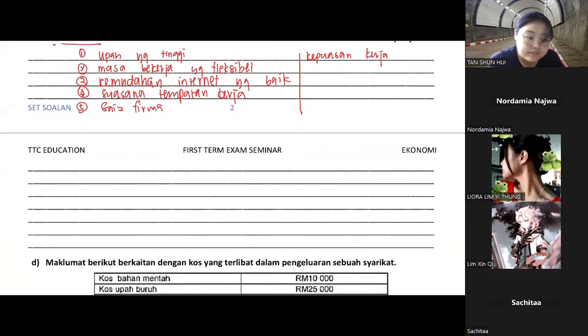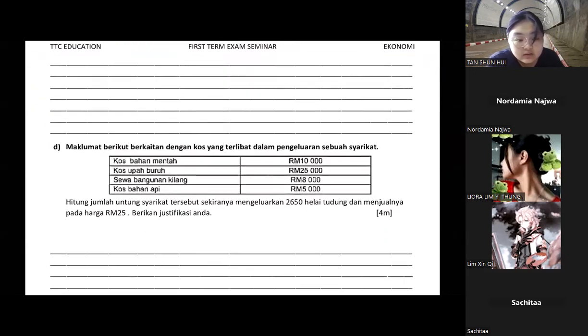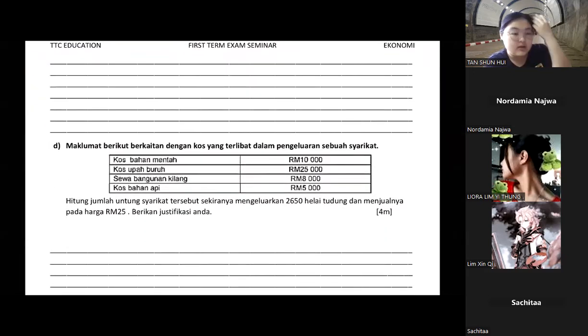Now, this one. They say, hitungkan jumlah untung syarikat tersebut jika mengeluarkan 2650 helai tudung dan menjual pada harga 25, dan justifikasi. Okay, they ask you to hitungkan, so calculation. Basically, calculation will be worth 3 marks and justify 1 mark. So how to calculate untung?